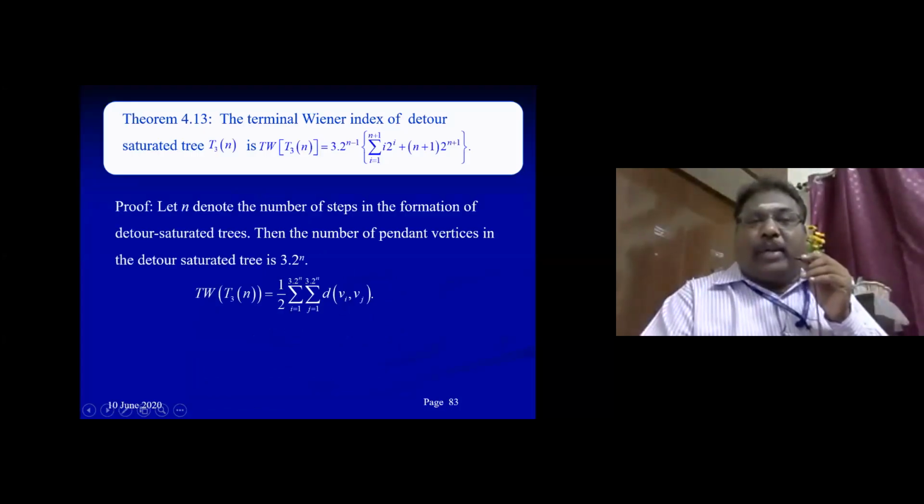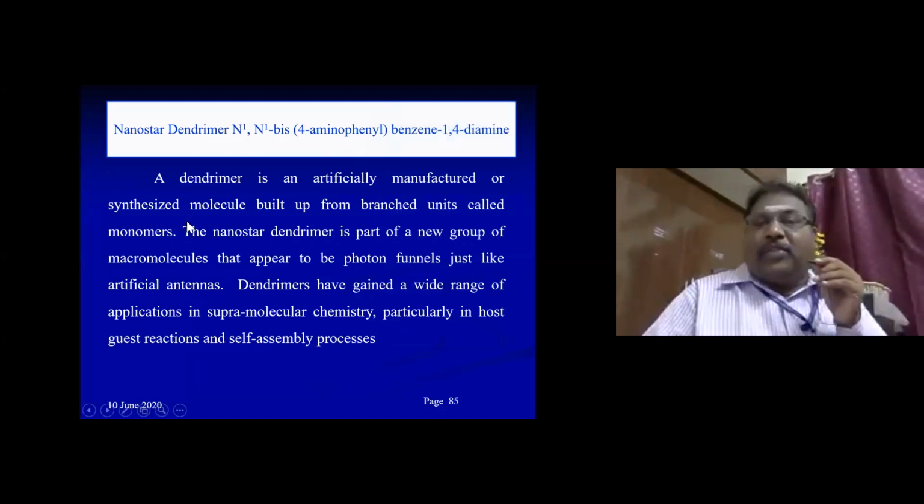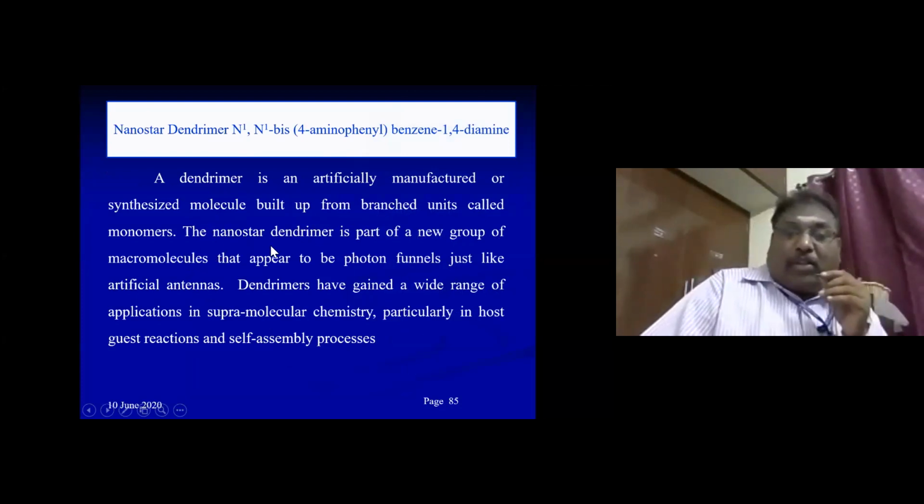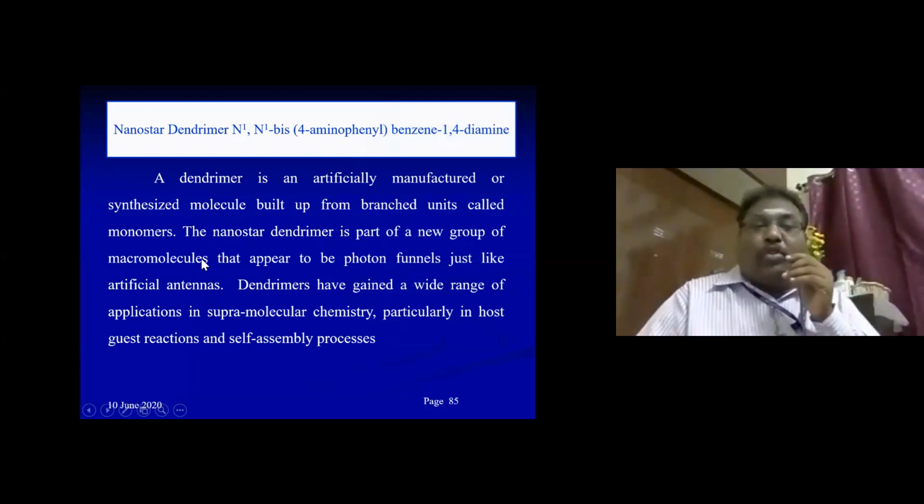Nanostar dendrimer. A dendrimer is an artificially manufactured or synthesized molecule built up from branched units called monomers. Nanostar dendrimers are part of a new group of macromolecules that appear in photon funnels, just like artificial antennas. They have gained a wide range of applications in supramolecular chemistry, particularly in host-guest reactions and self-assembly.